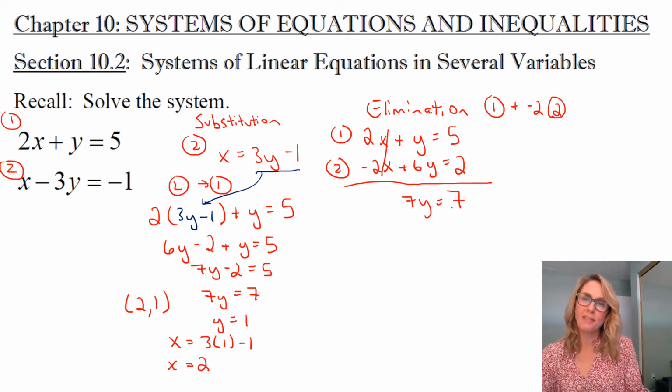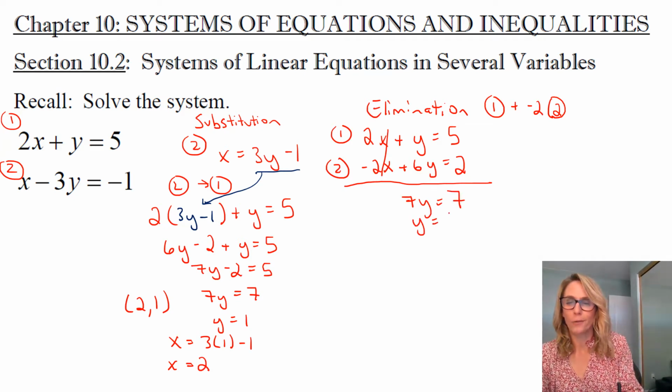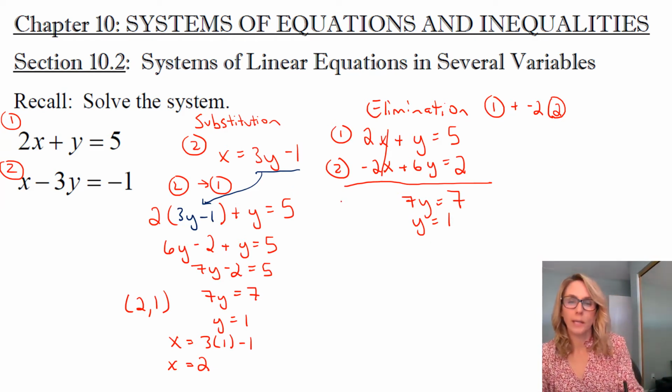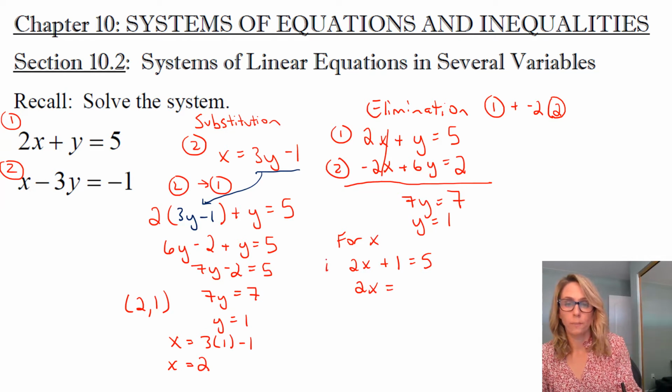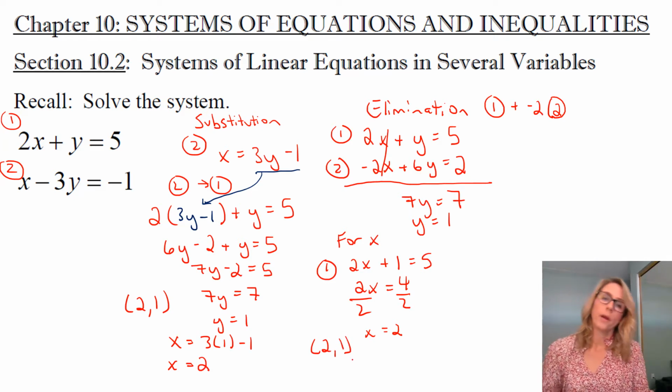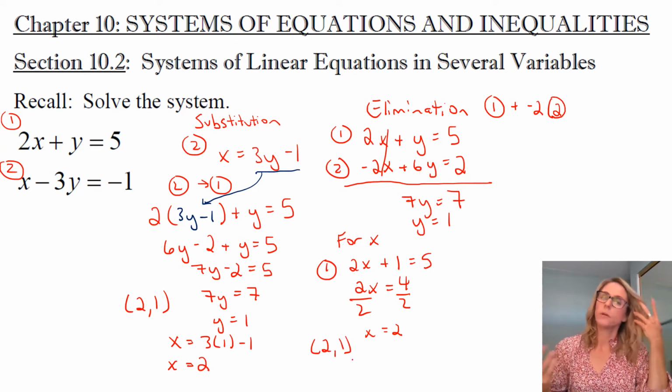Well, look at that. We've seen that before. That leads me to y equals 1. And then the idea would be that I could put this y equaling 1 in either equation that I have. So in order to solve for x, I can do 2x plus y, but we know y is 1, equals 5. This is my equation number 1 here. I subtract 1, I divide by 2, and I have x equals 2. So of course, same answer, (2, 1). Whether I use substitution or elimination, the answer is still the same.